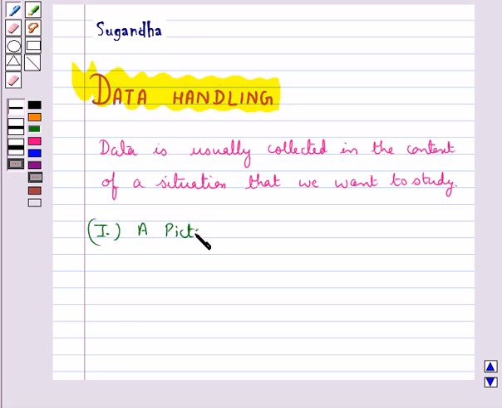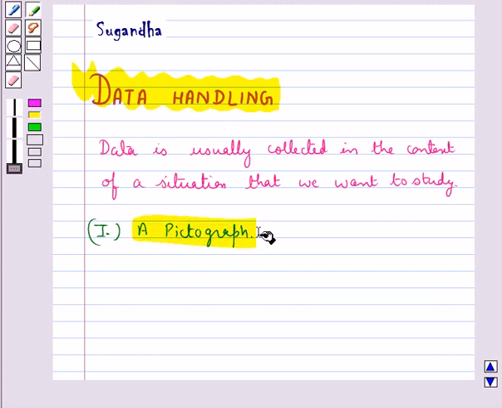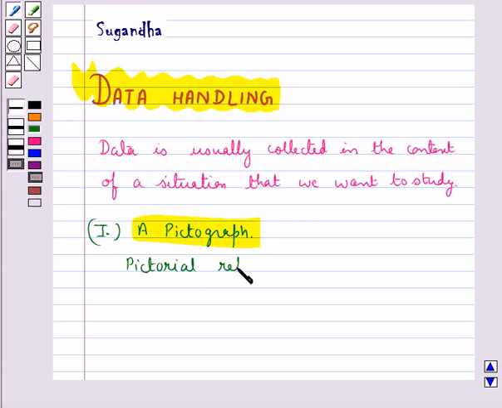pictograph, it is a pictorial representation of data using symbols.